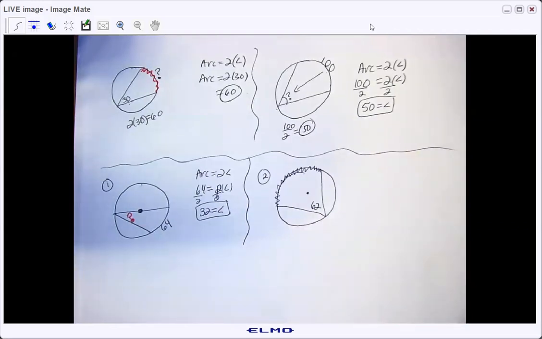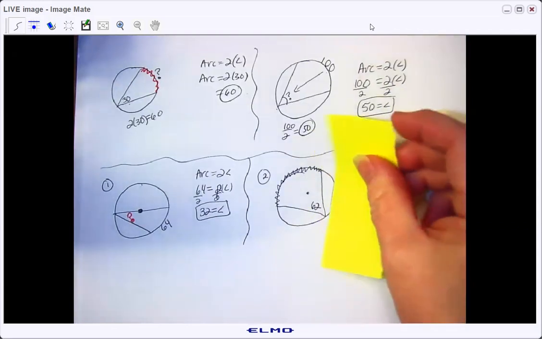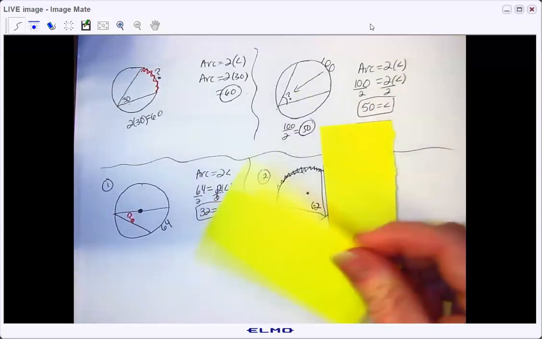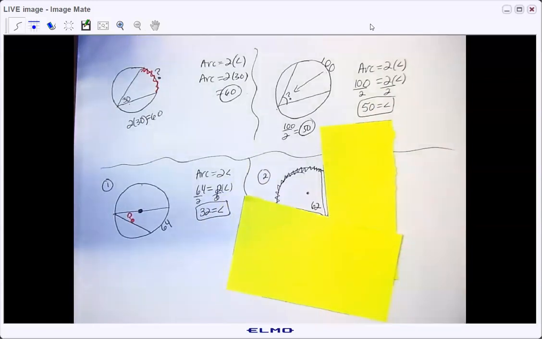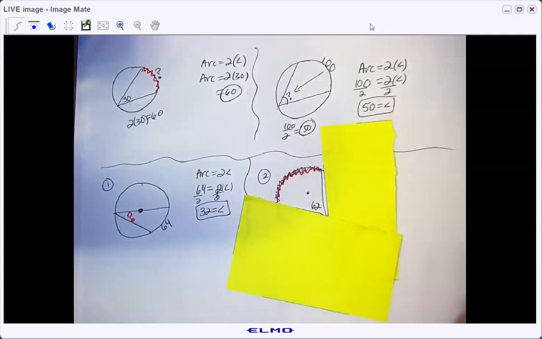And if you ever wonder, like, how do you find the intercepted arc? You can literally get just 2 little pieces of paper and you can block off the angle like that, and it will give you the intercepted arc. It would be this right here. So that's its matching arc. Good. Nice. Everybody has it correct so far.